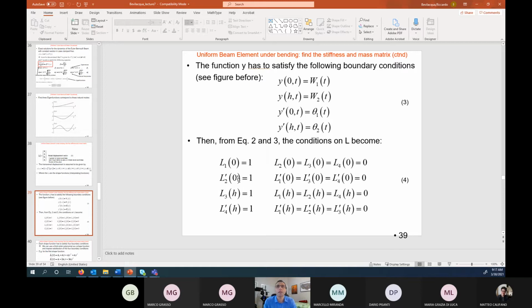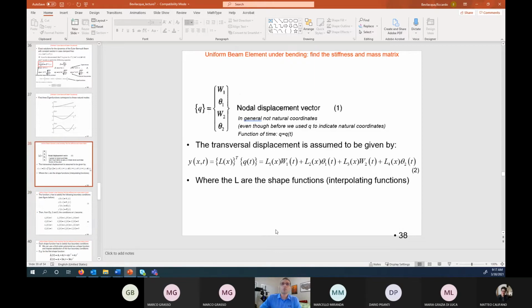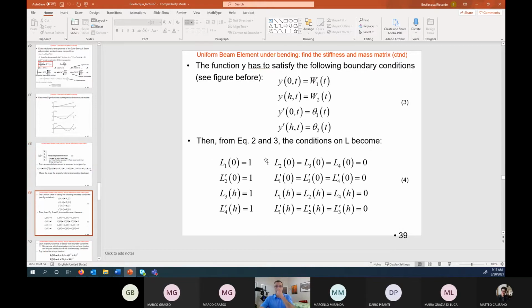But I do know that my y solution at location 0 and any time has to be W1. At location H, which is the length of my finite element, it is W2. Its derivative, where prime means with respect to x because it's the slope of the midline, at location 0 is theta 1 of t, and at location H is theta 2 of t. If you take equation 2 and those conditions, I find that my interpolating functions will have these boundary conditions here, at 0 and H, both in terms of the functions themselves and their derivatives with respect to x.